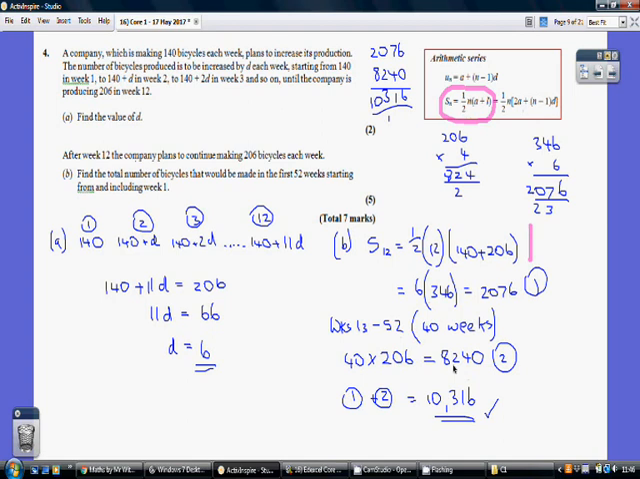So how many altogether are for the first year? It's going to be the 2076 from the first 12 weeks added together with the 8240 for the final 40 weeks of the year, giving us a final answer of 10316.